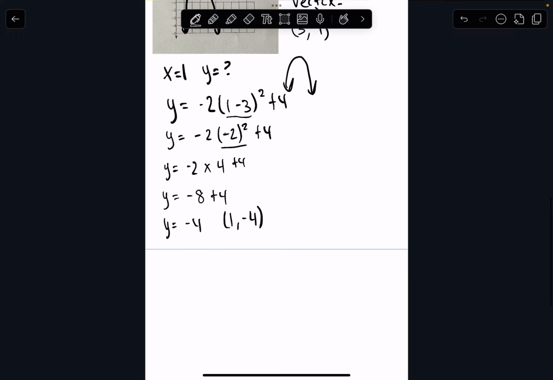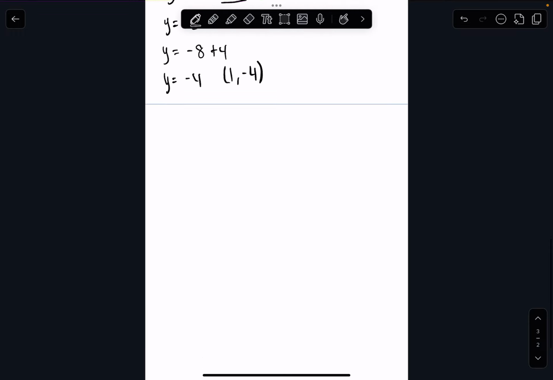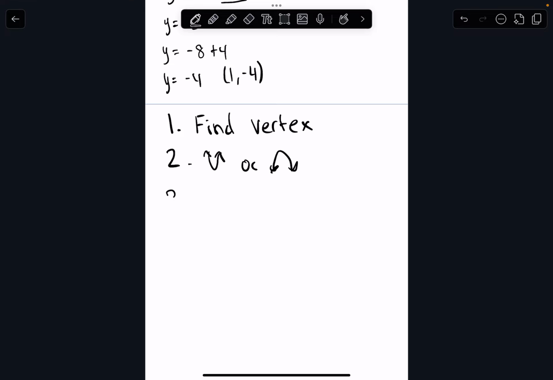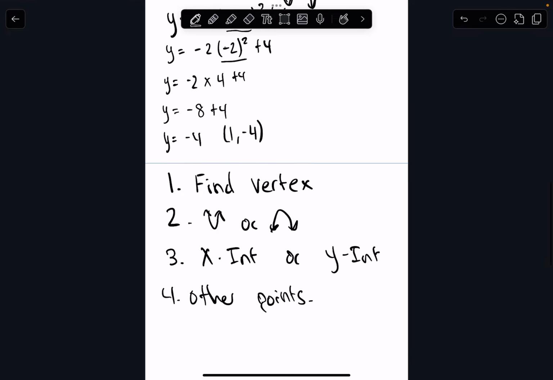Just to sum it up, when you are in standard form, or excuse me, in vertex form, step 1 is find the vertex. Step 2 is, does the graph smile or frown? Step 3, find either the x-intercept or intercepts or the y-intercept. And then step 4 is to find other points that we can use to make the graph more accurate, because we're going to want about 5 points every time just to get that accurate version of the graph.